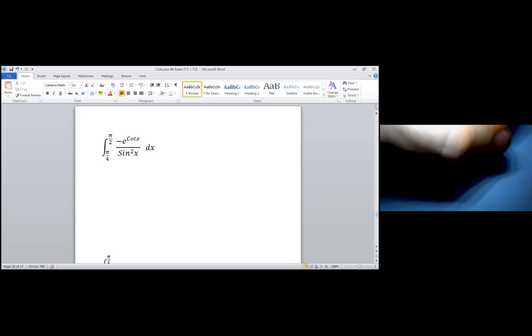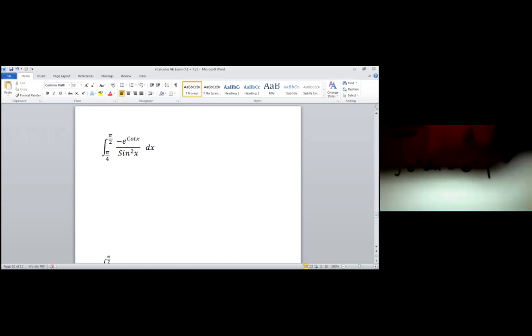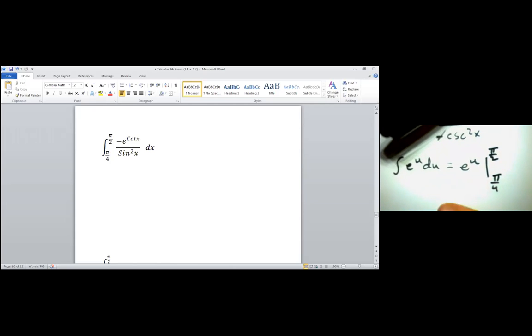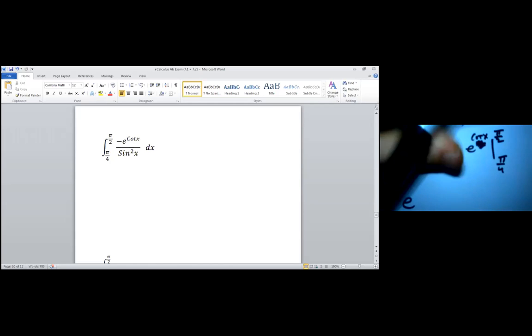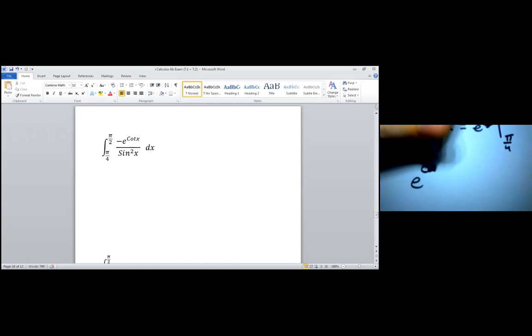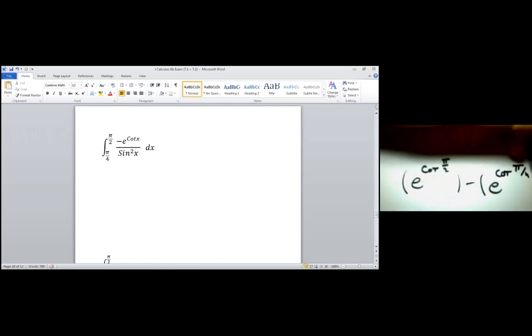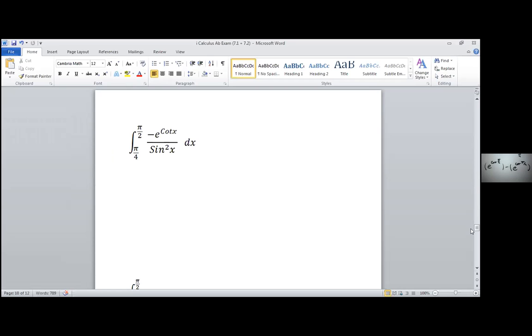Okay, so if you integrate e to the u, that's e to the u. Bounds: pi over 4 is on the bottom, pi over 2 is on the top. And we also need to plug in for e to the u. So e to the u is really e to the cotangent x. So this is e to the cotangent pi over 2 minus e to the cotangent pi over 4. We need to know what's what here.